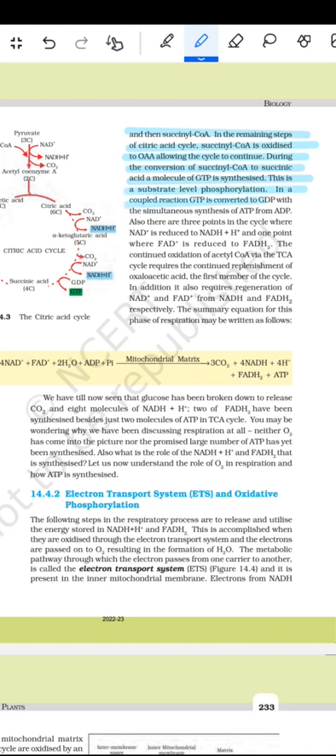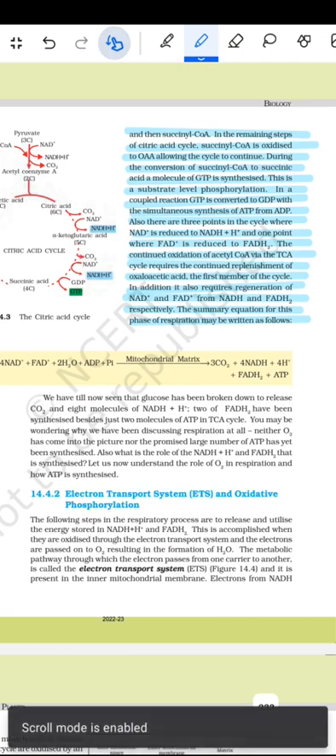In a coupled reaction, GTP is converted to the GDP with the simultaneous synthesis of the ATP from the ADP. Also, there are 3 points in the cycle where the NAD+ is reduced to the NADH plus H+, and 1 point where FAD+ is reduced to the FADH2. The continued oxidation of the acetyl CoA by the TCA cycle requires the continued replacement of the oxaloacetic acid, the first member of the cycle. In addition, it also requires the regeneration of the NAD+ and the FAD+ from the NADH and the FADH2, respectively. The summary equation for this phase of the respiration may be written as the follow.